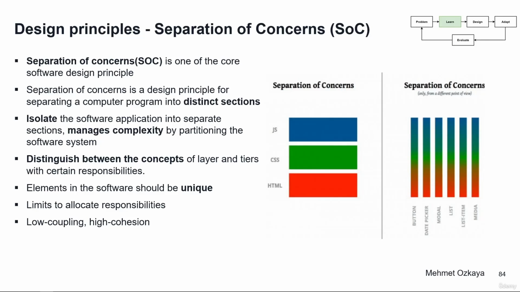We can give an example of separation of concerns: the development of a web UI. You can see it in the picture. As you can see, a UI element like a button needs to be configured by three structures, which are HTML, CSS and JavaScript.